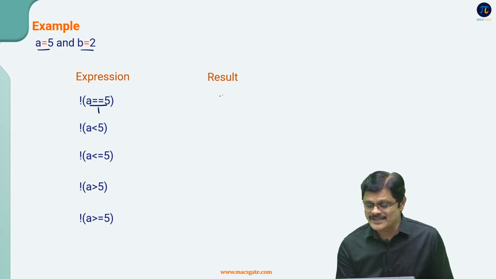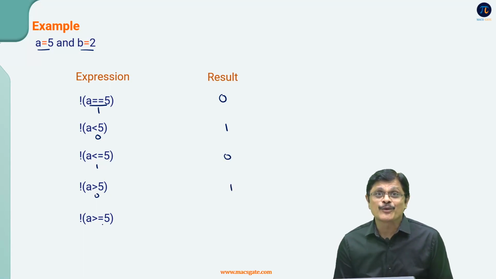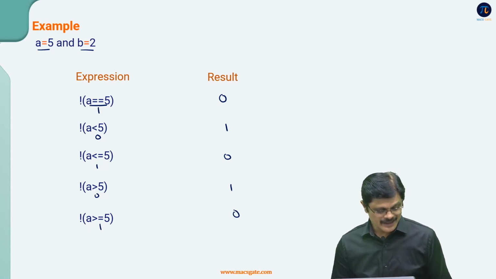So, not of that is false. A less than 5, false, not of that is true. A less than or equal to 5, true, not of that is 0. A greater than 5, false, not of that is true. A greater than or equal to 5 is true, therefore, not of that is 0.